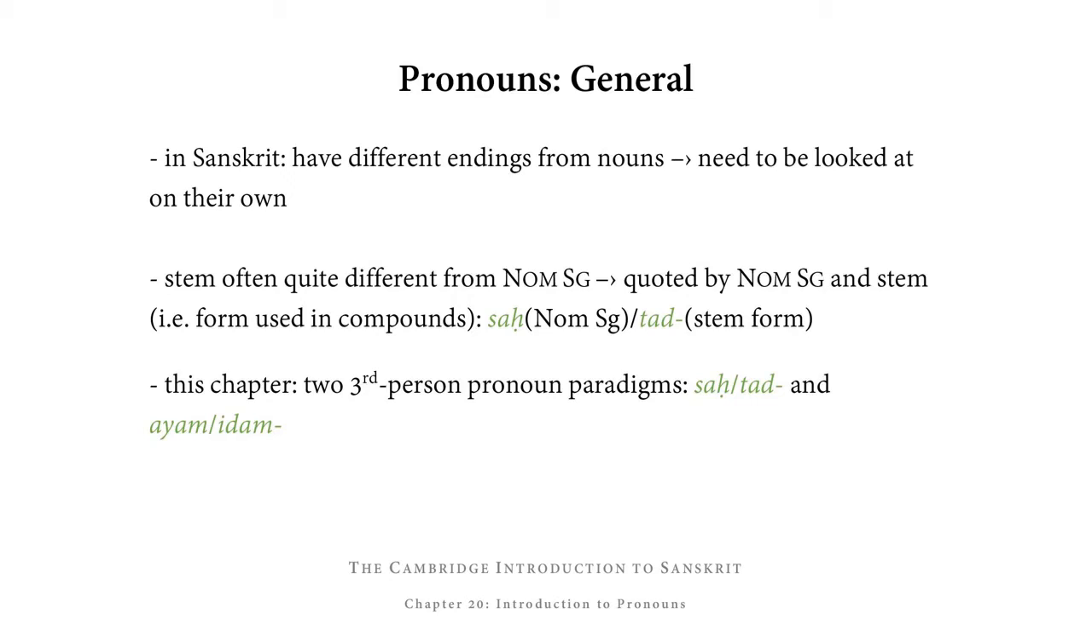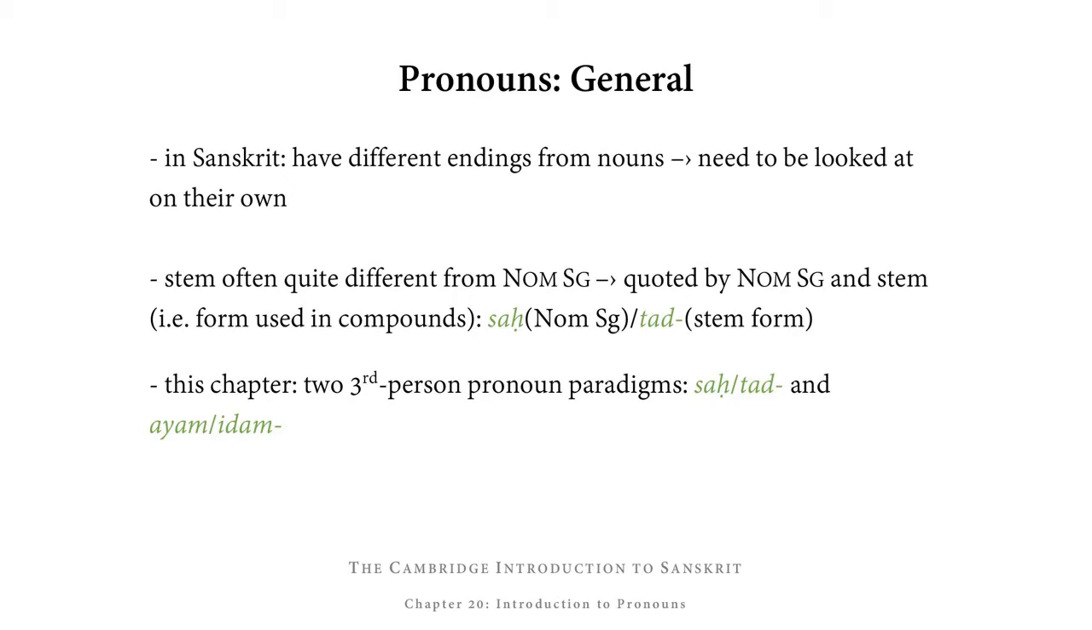Pronouns in Sanskrit have endings that are different from noun endings, and therefore we need to look at pronouns and how they are declined separately. Furthermore, the stem of a Sanskrit pronoun, that is the form that would be used in a compound, and the form that we would normally cite the pronoun by, i.e. the form that you would normally find listed in a dictionary, in a vocabulary list, and so on. This stem form is quite different very often from the nominative singular form of the pronoun, and therefore the pronouns introduced in this book will be quoted by both the nominative singular, specifically the nominative singular masculine, and the stem form.